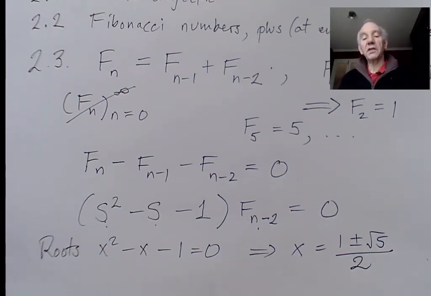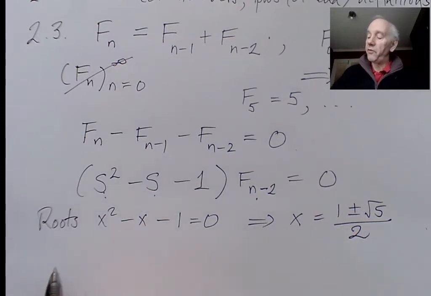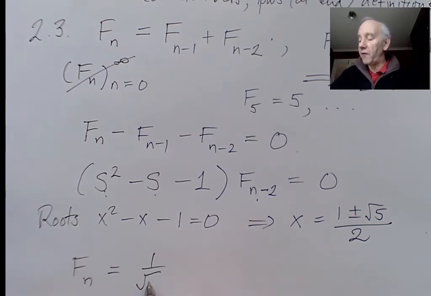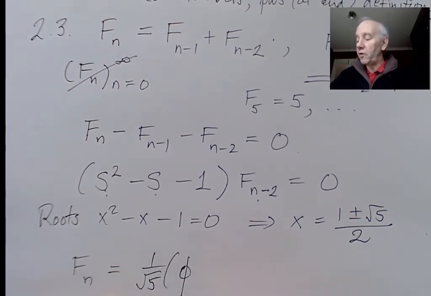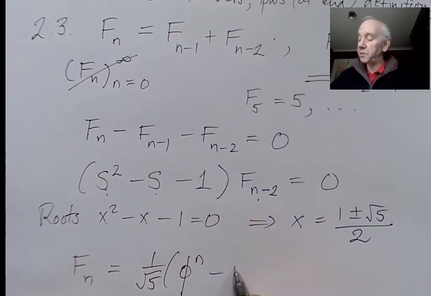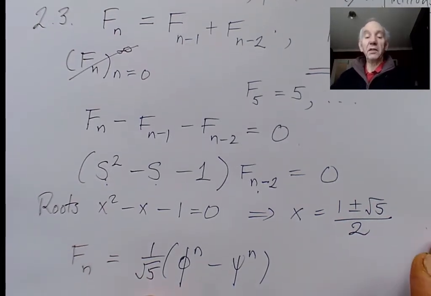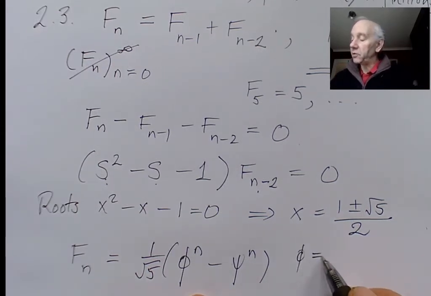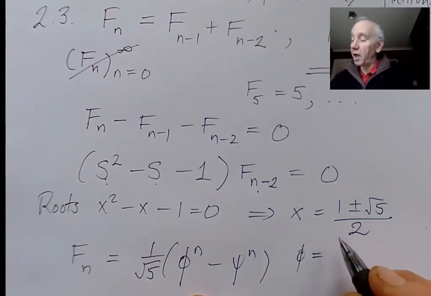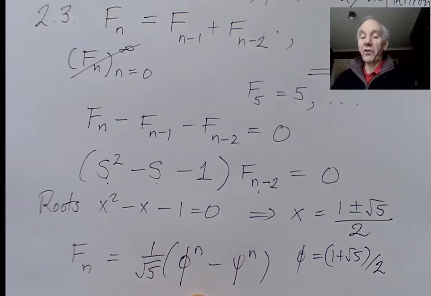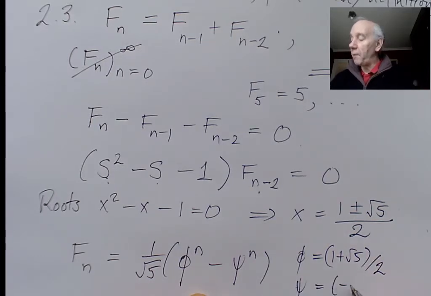And in fact, there's a formula for the Fibonacci numbers. It is that Fn is equal to 1 over root 5 times phi to the power n minus psi to the power n, where phi is the root with the plus sign and psi is the root with the minus sign. So phi is equal to 1 plus root 5 over 2. It's the so-called golden ratio, and psi is 1 minus root 5 over 2. That's a negative number.